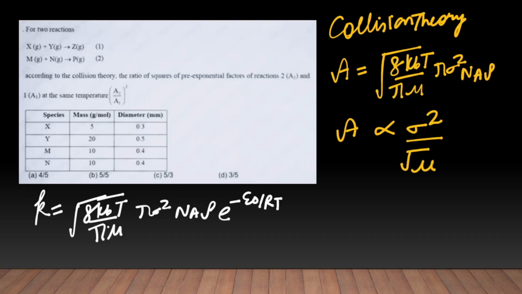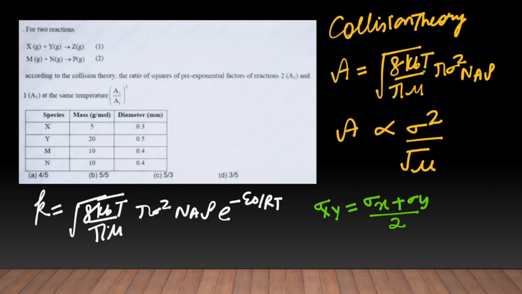Other things, kB, pi, mu, Na and rho, for the reactions they are the same. Temperature is also the same because both reactions we have carried out at the same temperatures, right? Now this sigma value we have to find out. So sigma for the first reaction, it will be xy. This will be equal to sigma x plus sigma y upon 2, because this is pi sigma square, the area that we write.